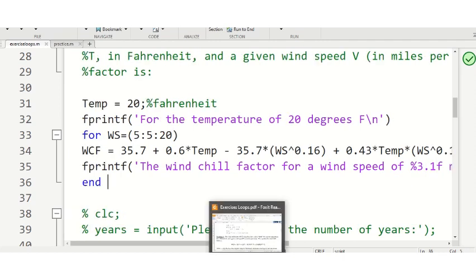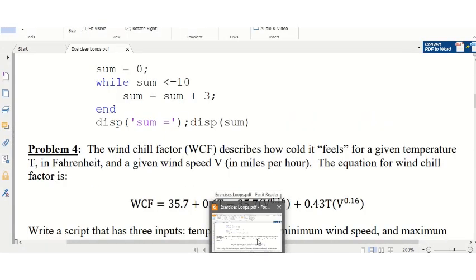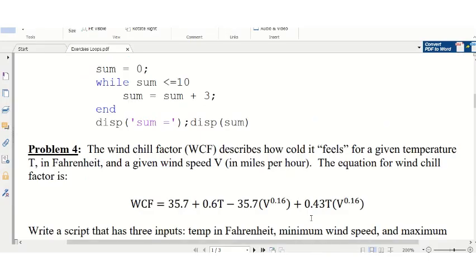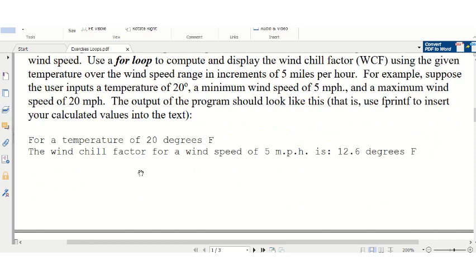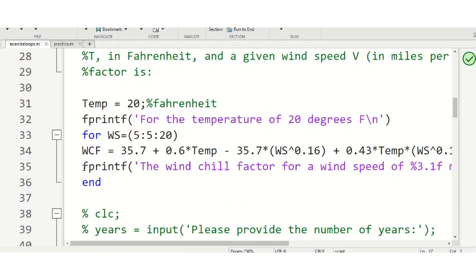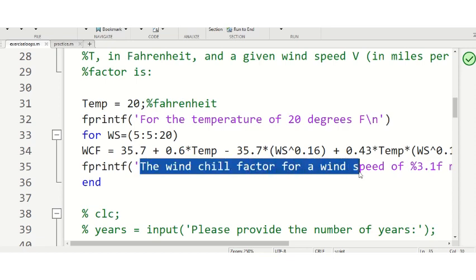But what else do we have to write? We have calculated WCF, but after every loop it has to show this message: the wind chill factor for a wind speed of, for the very first one, when wind speed is equal to 5, the WCF is already calculated and that value is shown. So in the same for loop, WCF is calculated and the corresponding WCF value is shown in the printf command also.